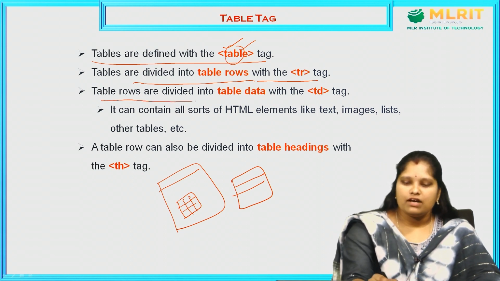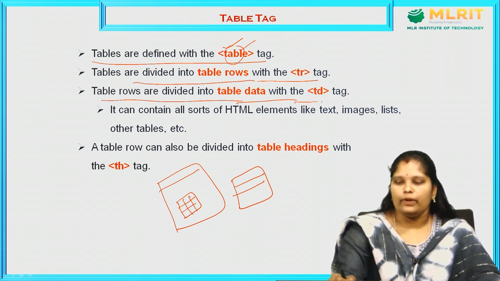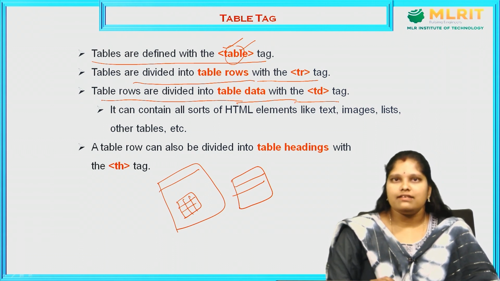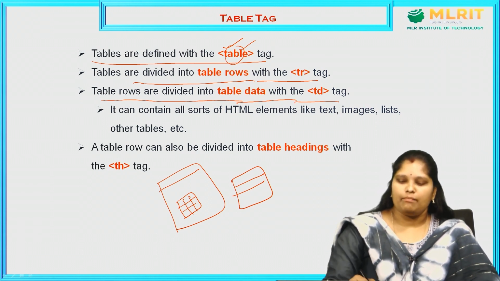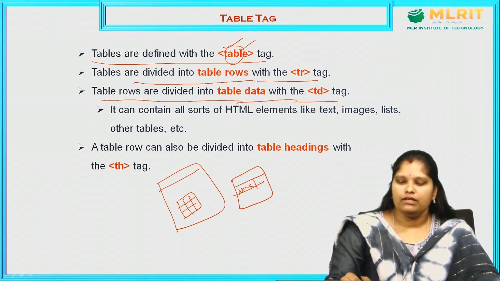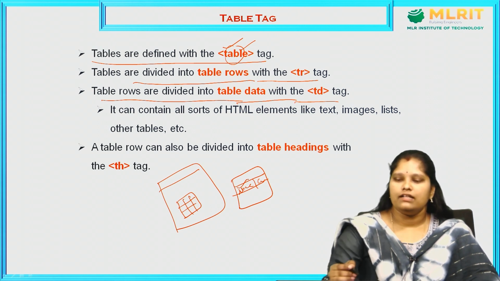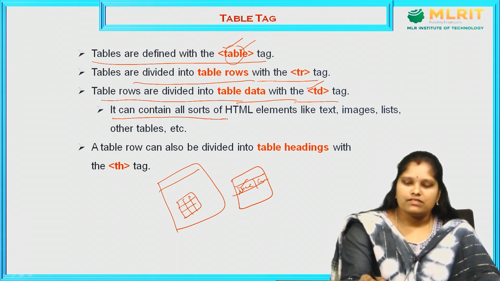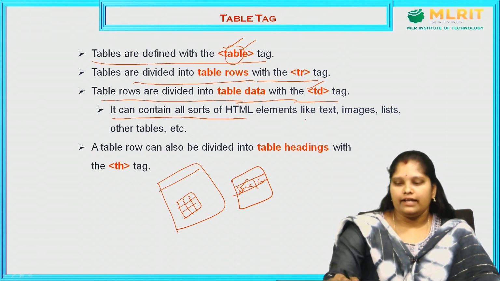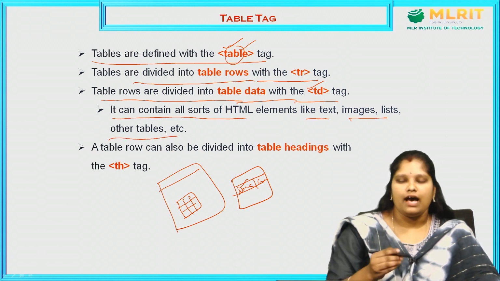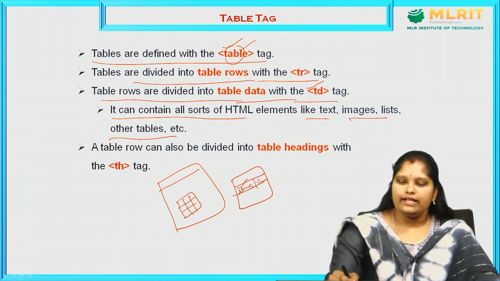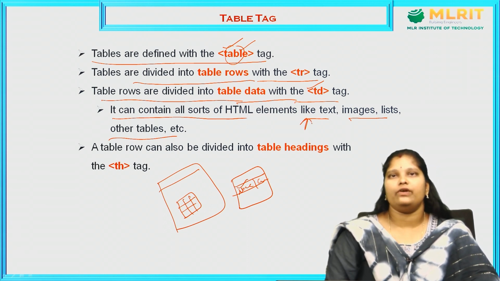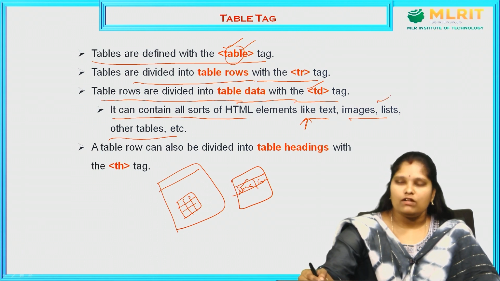And table rows are divided into table data with the td tag. If you want to insert any data into the table, for example, name as Lavanya, right? For inserting this data, you need to use this td tag. By using the td tag, we need to insert the data into the table, right? It contains all sorts of HTML elements like text, images, list, other tables also, right? We can insert the images also into the table, right? And list also into the table.